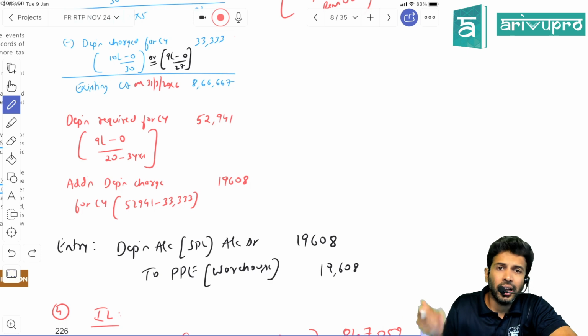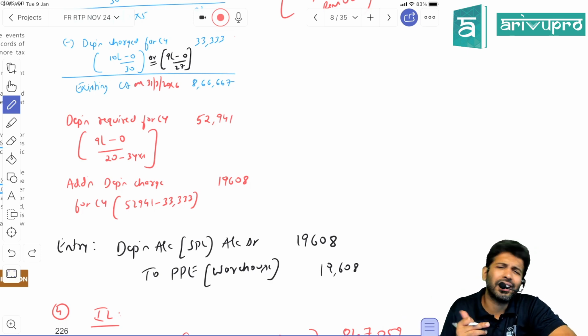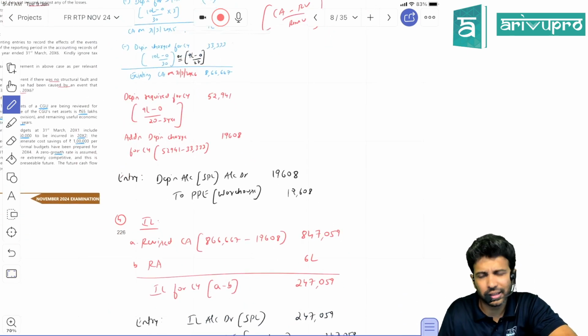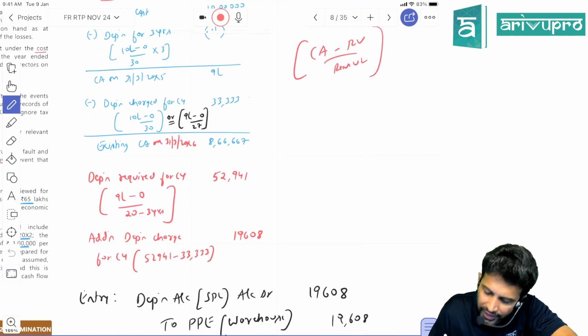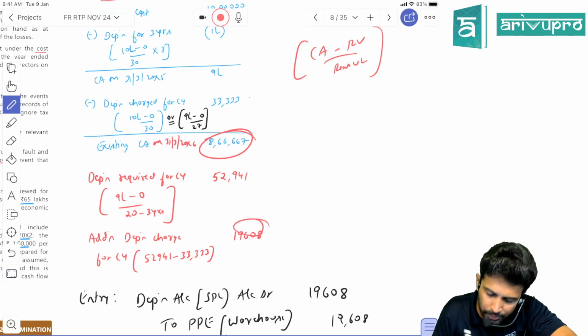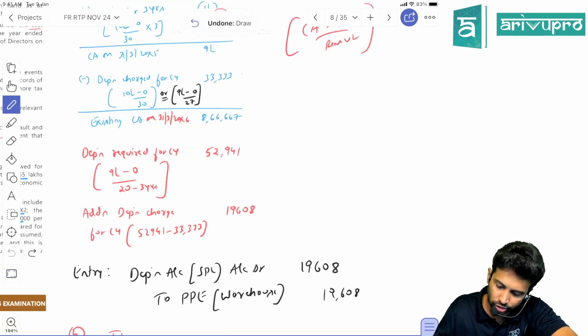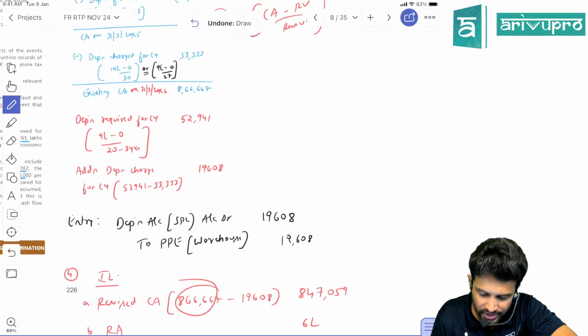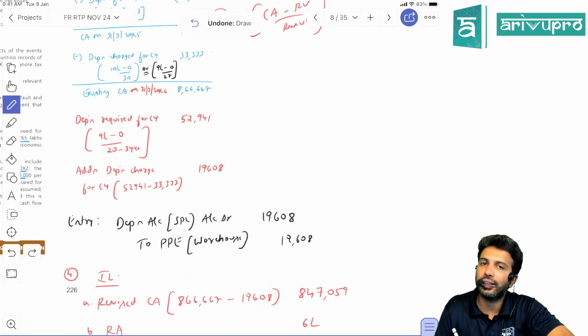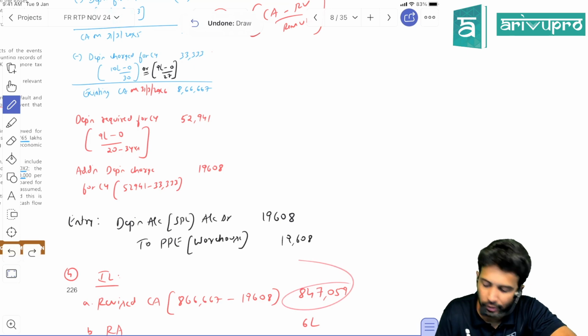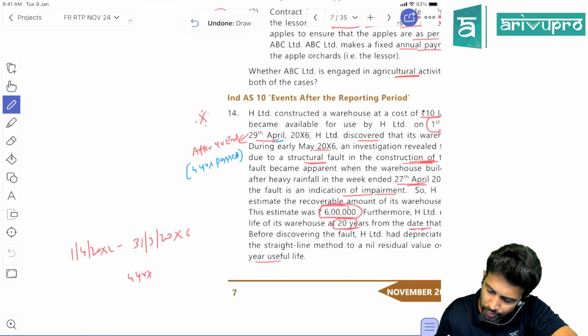Done. And they're saying that this damage is an impairment indicator, so we need to calculate the impairment loss impact. So what is the carrying amount now? If you charge additional depreciation, carrying amount will reduce. So the carrying amount will become 866,667 minus additional depreciation of 19,608. If you calculate, it will become 847. Carrying amount, do you know? Yes, they have only given in the question.